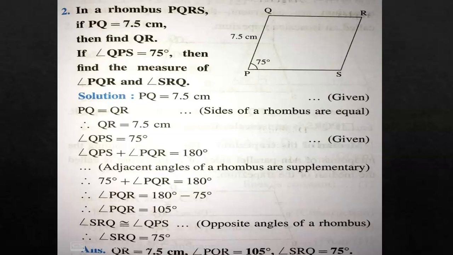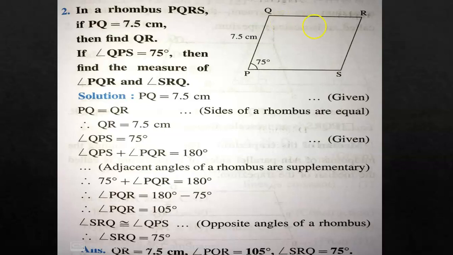Another piece of information given to us is angle QPS is 75 degrees. This angle is 75 degrees. And we know that QPS plus PQR is 180 degrees. Adjacent angles of a rhombus are supplementary. Therefore, 75 plus angle PQR is 180 degrees. From here, I find angle PQR as 105 degrees. So my angle PQR, I'll repeat, angle PQR is 105 degrees.